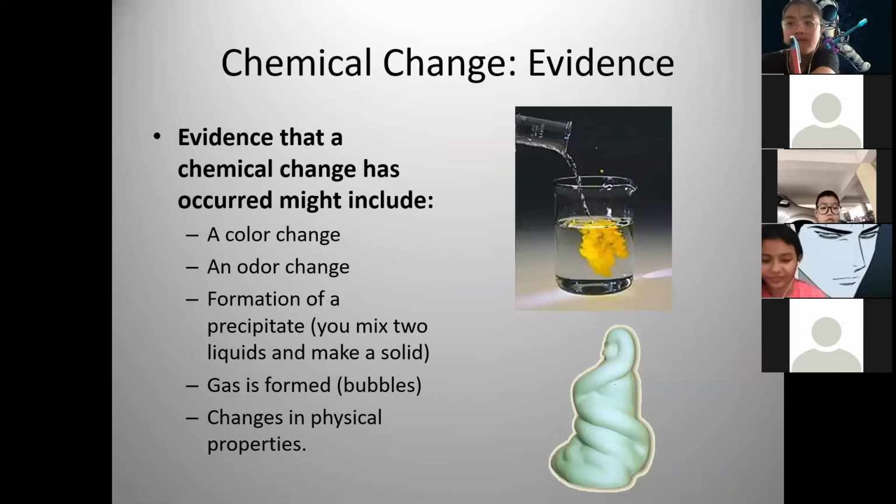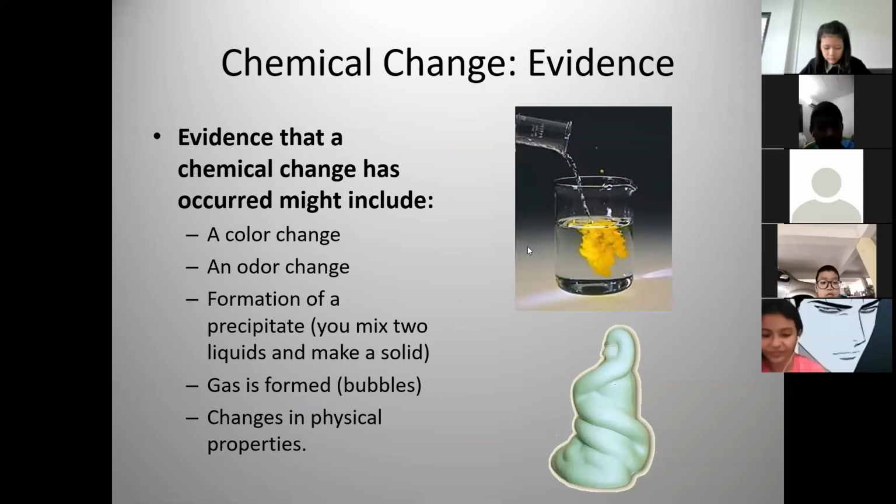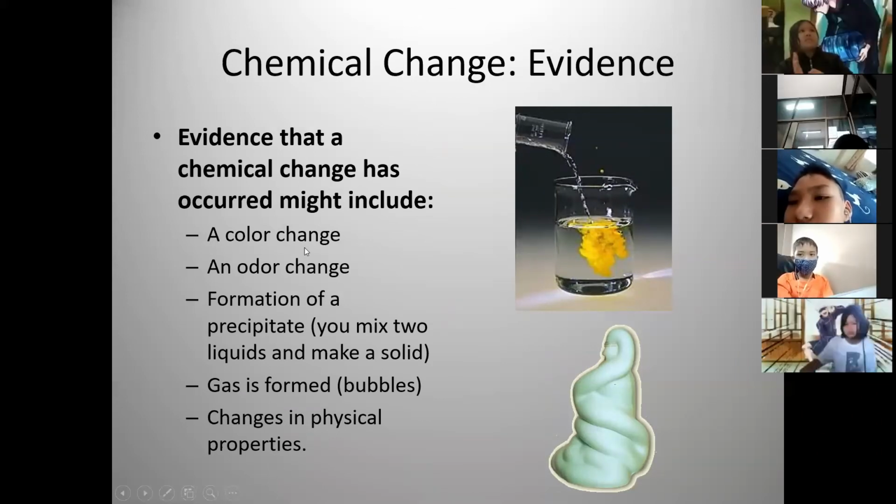Next, chemical change evidence. Evidence that a chemical change has occurred might include, first, color change. So here, there will be a change in color. Next, an odor change. Next, we have formation of precipitate.